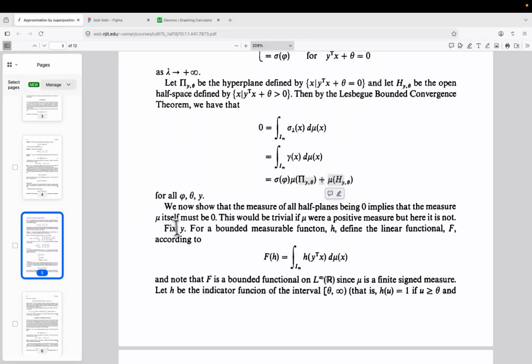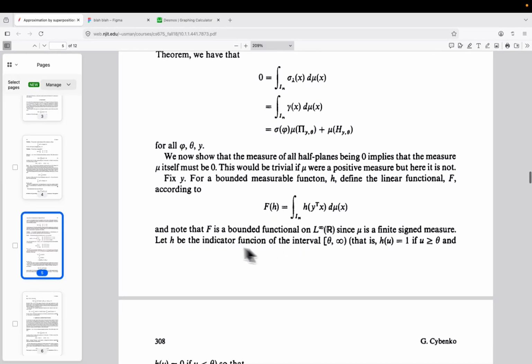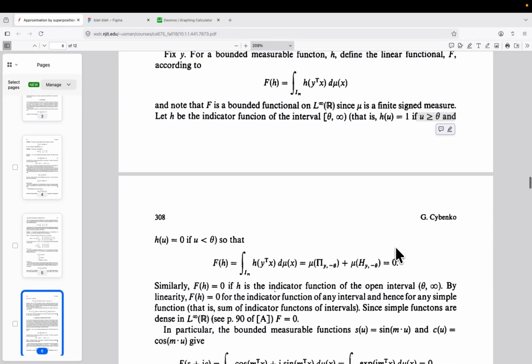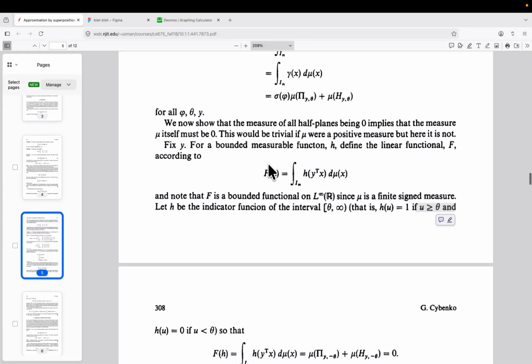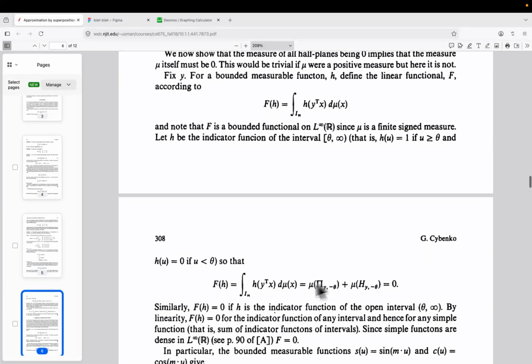Okay. Fix y; for a bounded measurable function h, define the linear functional f according to this thing, and note that f is a bounded functional since mu is a finite signed measure. Let h be the indicator function of the interval. So what we're doing here is defining some kind of functional, and we're saying that this implies that the sum of those two functionals must be 0.